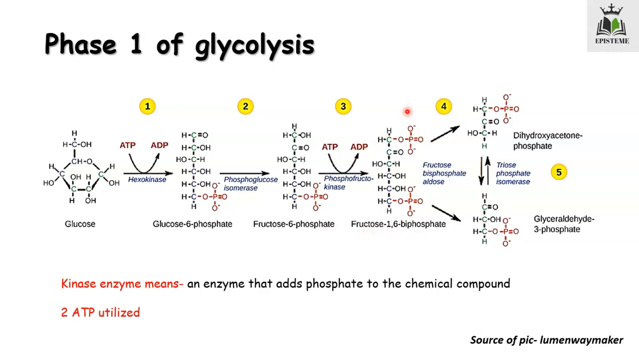Now this is the last 6 carbon compound, because after this the 6 carbon compound will be broken into two 3 carbon compounds, that is dihydroxyacetone phosphate and glyceraldehyde 3-phosphate. These two are isomers in nature, and they can be interconverted by the triose phosphate isomerase enzyme. So ultimately in this process 2 ATP are utilized, at step 1 and at step 3.